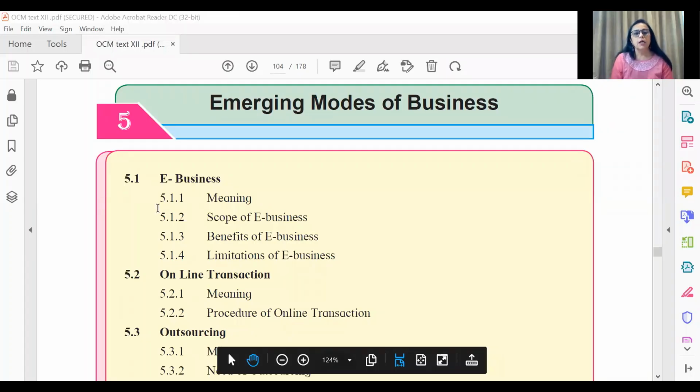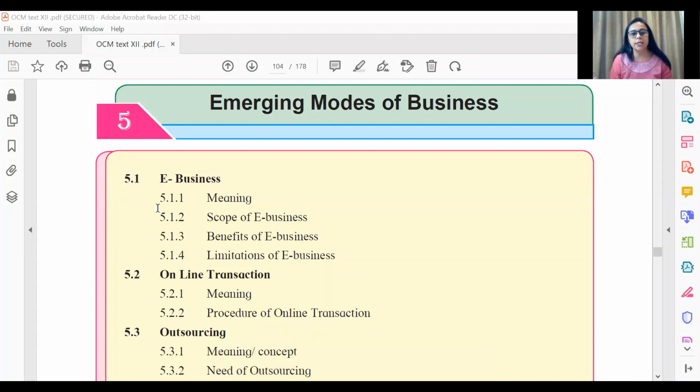So with this, I would like to share my screen and talk about the objectives of emerging modes of business. As usual, let me tell you, totally this chapter carries 10 marks in the board examination. So for 10 marks, let us see what are the types of objectives that we can expect.